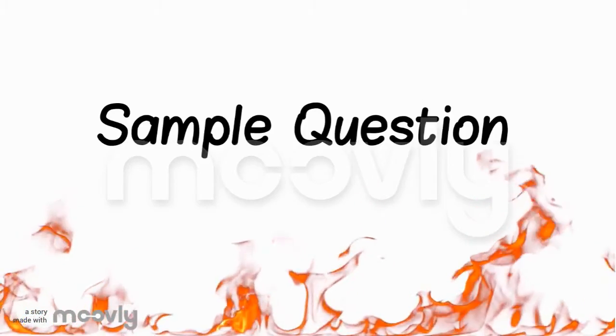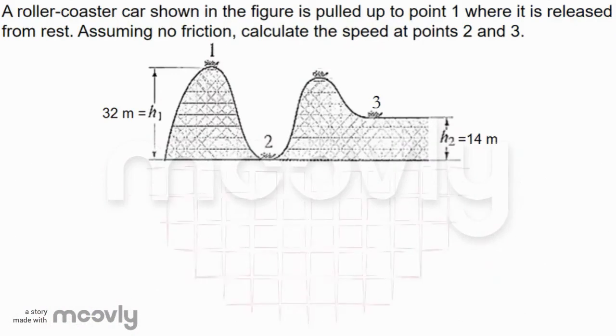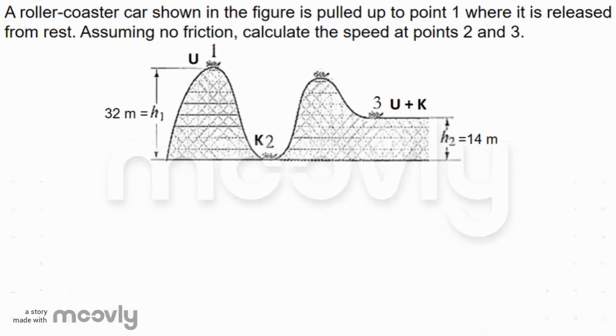Let's try a sample question. A roller coaster car, as shown in the figure, is pulled up to point 1 where it is released from rest, assuming no friction. Calculate the speed at points 2 and 3. So first you want to label the energy which is involved at each point. At point 1, there is only gravitational potential energy because the object is at rest, so there is no kinetic energy. At point 2, there is kinetic energy but no gravitational potential energy because the height is 0. And at point 3, there is both gravitational potential energy and kinetic energy.